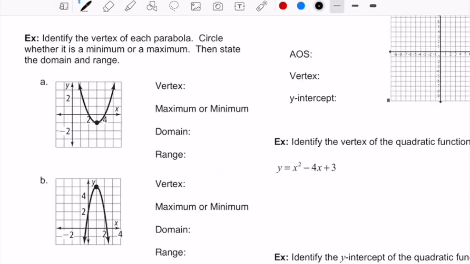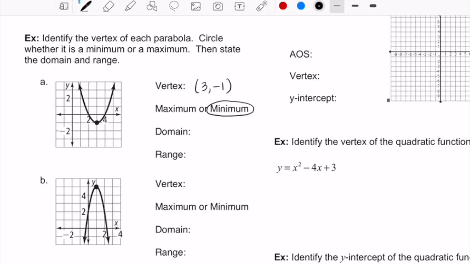Here in this first example, we're given a graph and we're asked to identify the vertex, determine whether the vertex represents the maximum or minimum point on that graph, and then also give the domain and the range. Remember, the vertex is the turnaround point on the graph. For the first graph, A, the vertex is at the point (3, -1). That vertex represents a minimum value on the graph because the graph goes no lower than the vertex.